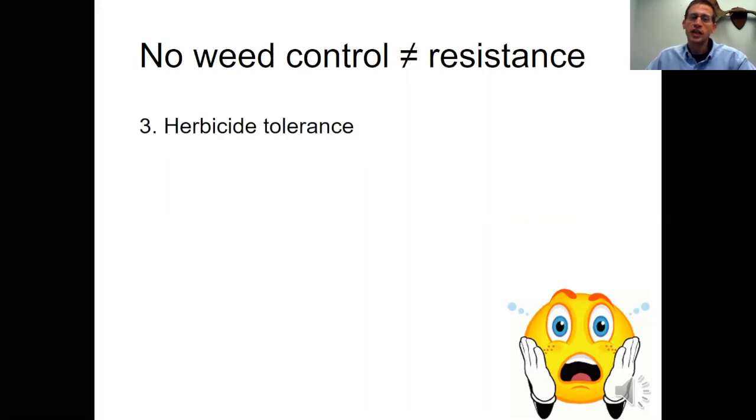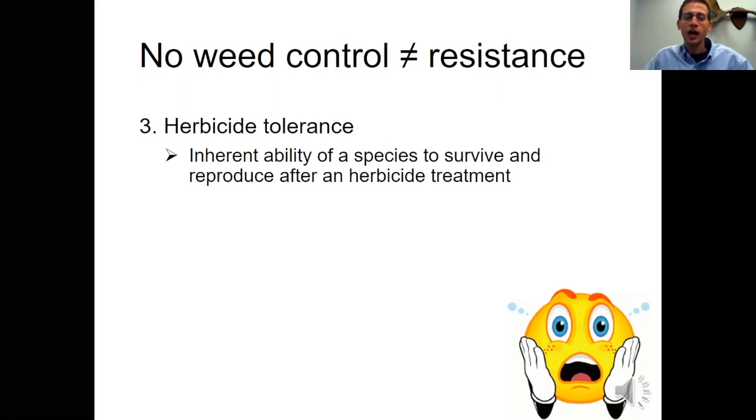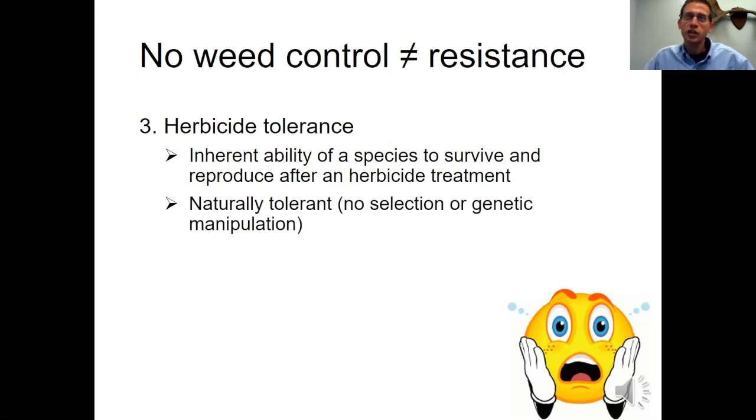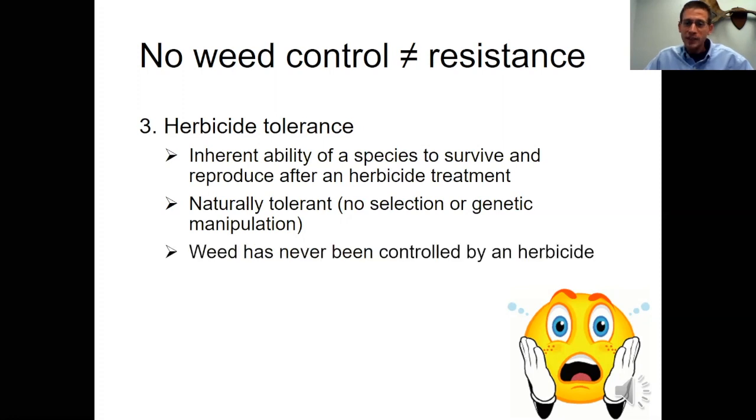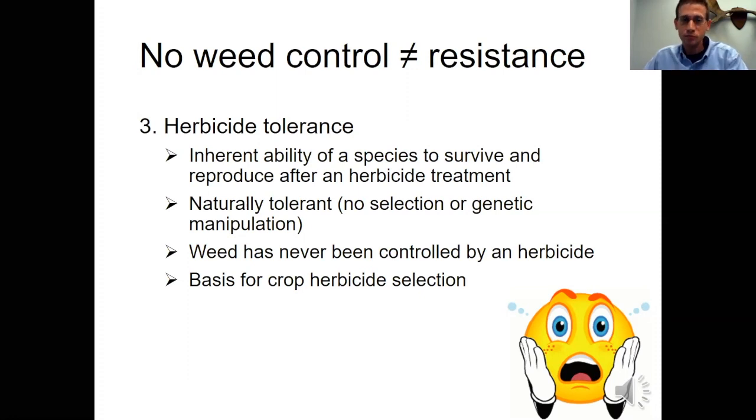Then there's the issue of herbicide tolerance, which is the inherent ability of a species to survive and reproduce after a herbicide treatment. This implies that there was no selection pressure and this species was naturally tolerant. So herbicide tolerance is not synonymous with herbicide resistance. By definition, if a weed has never been controlled by an herbicide and there has been no change in the weed population's lack of response to that herbicide over time, then the population is tolerant. And tolerance is the basis for herbicide selection in many of our crop species.